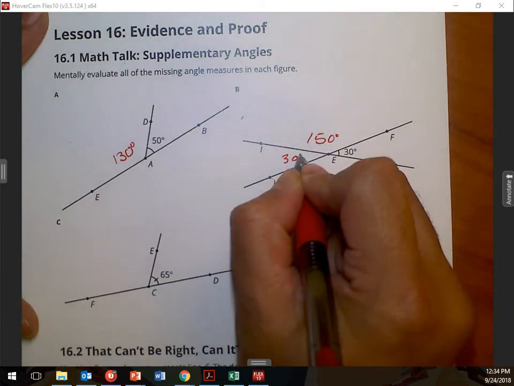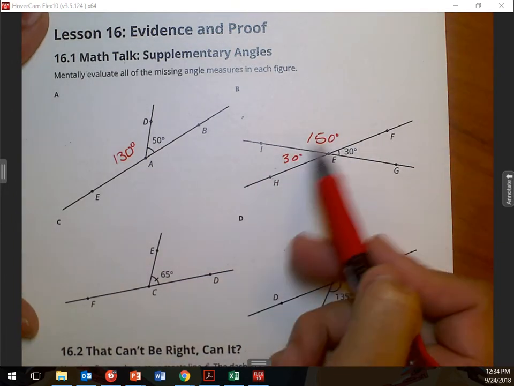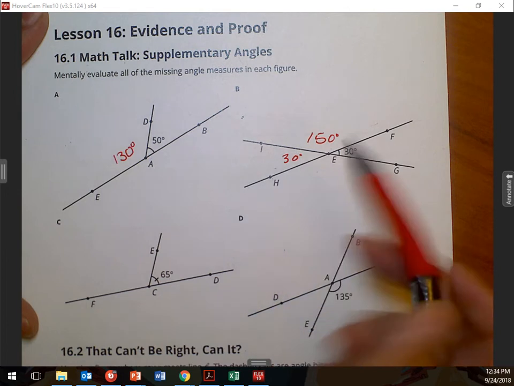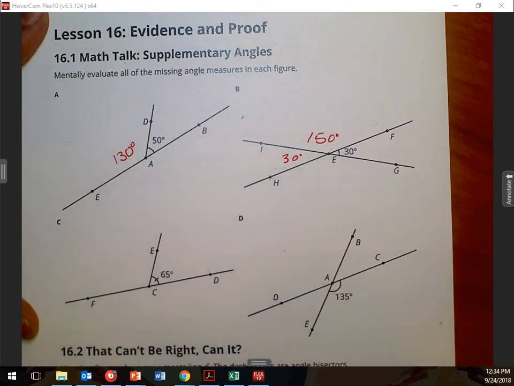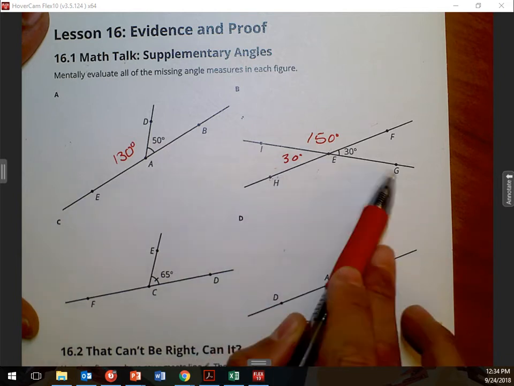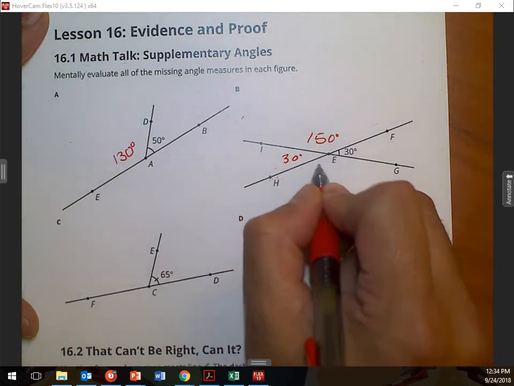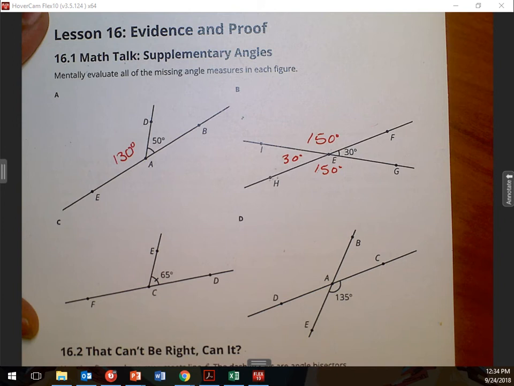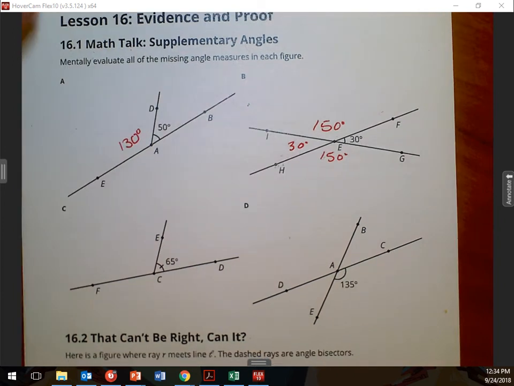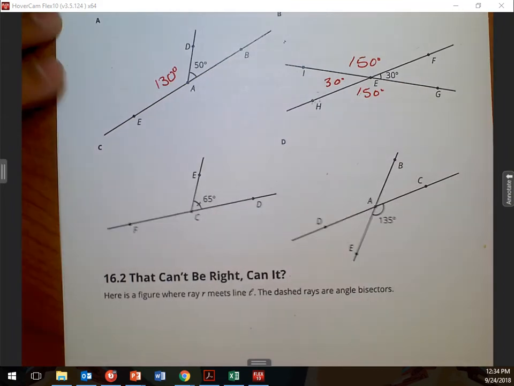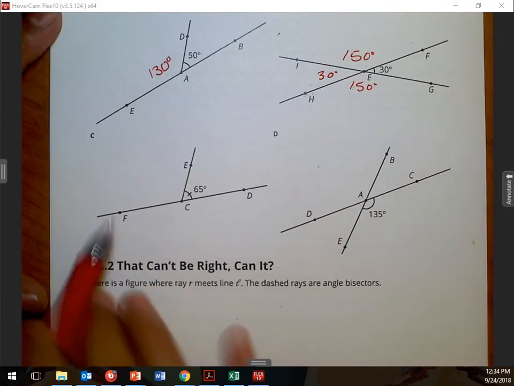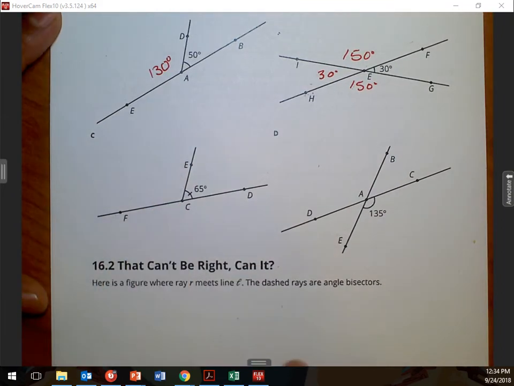30, because that's another straight line right there, right? Okay, so the other side, HEG, is going to be 150. 150, very good. So it's not that bad. A lot of people just got to be able to read the instructions. Okay, for this next one right here, what is FCE?